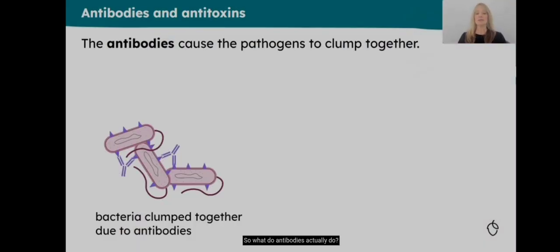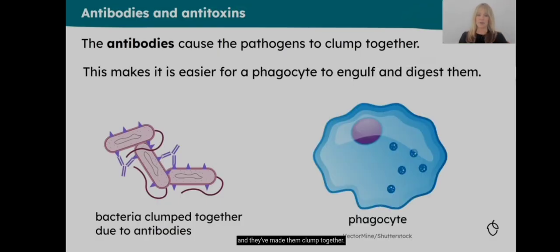Okay, so what do antibodies actually do? One thing that they can do is they can cause the pathogen to clump together. So we can see that what those antibodies down there have done is they've collected up 2 or 3 of those bacterial cells and they've made them clump together. The reason why this is a good thing then is that actually it makes it much easier for a phagocyte, remember that's the other type of white cell, to come along and engulf all of those bacteria in one go.